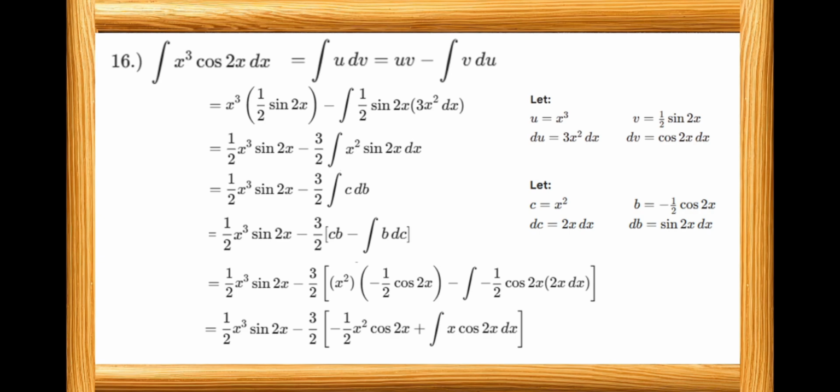In step 9, since we have the constants negative 1/2 and 2 within the integrand, by multiplying these values we get a product of negative 1. So we can write this as 1/2 x cubed sine of 2x minus 3/2 times the quantity negative 1/2 x squared cosine of 2x plus the integral of x cosine of 2x dx.